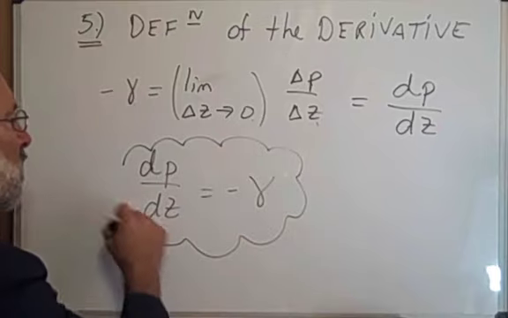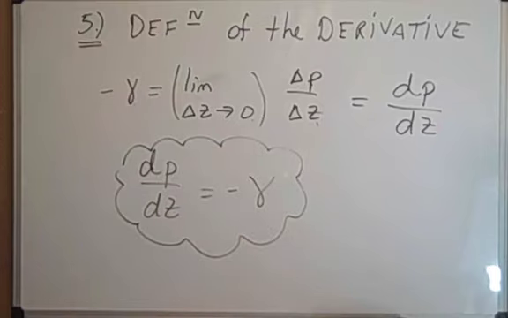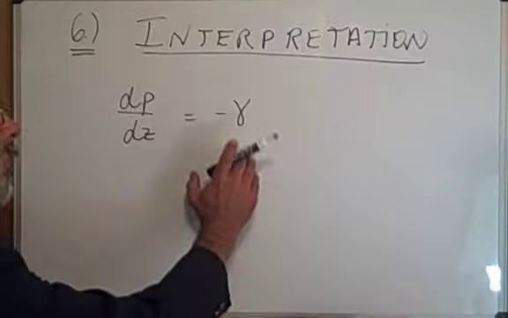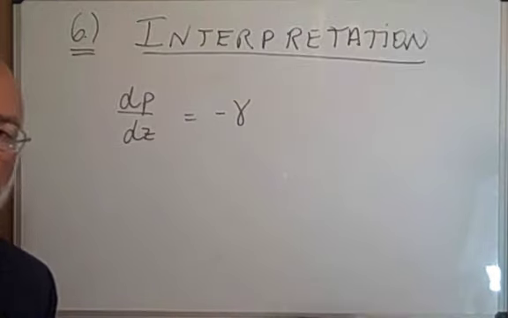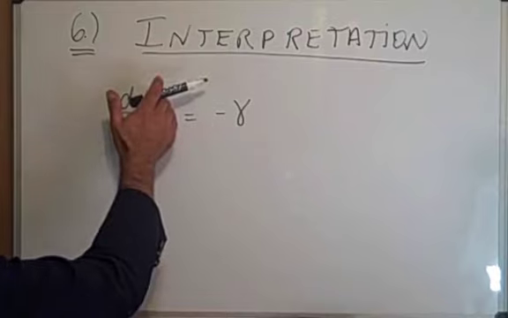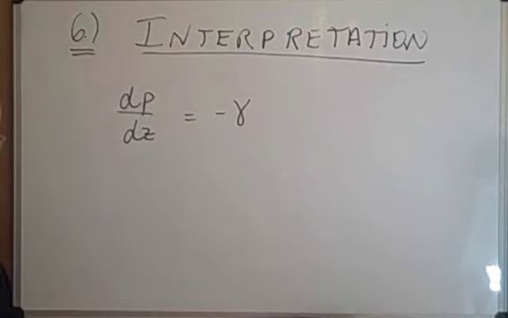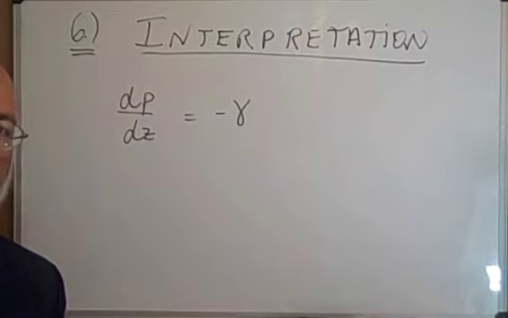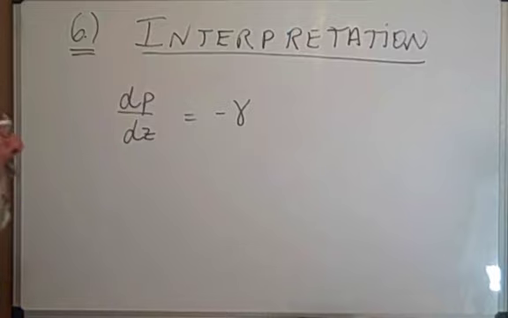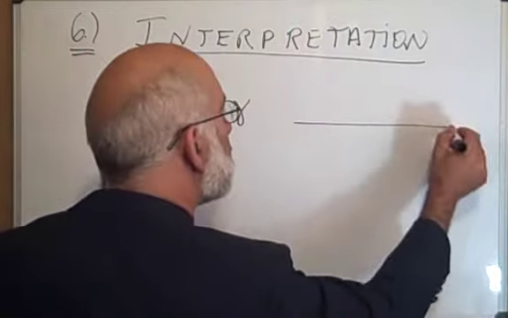This is the final result. This is the hydrostatic differential equation. Let's look at what this means. If we assume that the fluid has a constant specific weight, this says that the change in pressure with elevation is equal to a negative constant. So this is an equation of a straight line, and what this means physically is that pressure will increase linearly with depth in a fluid of constant specific weight.